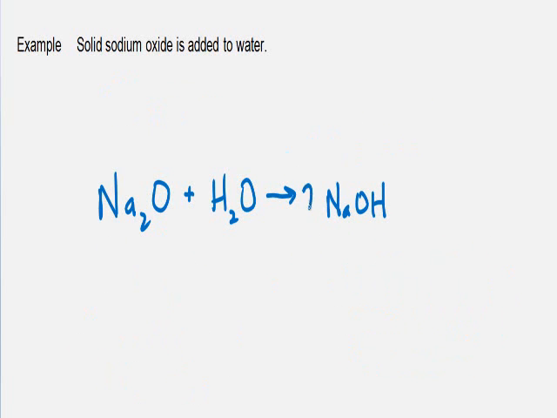Placing a 2 in front of the NaOH balances the equation. That gives us 2 sodium atoms on both sides of the equation. We have 2 hydrogens and 2 oxygens also on both sides of the equation, balancing it for us.